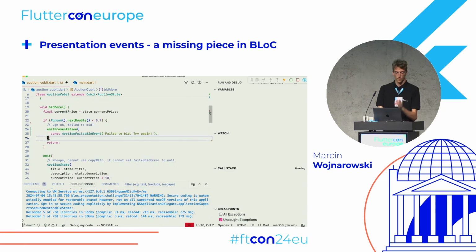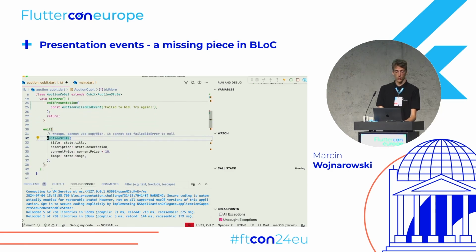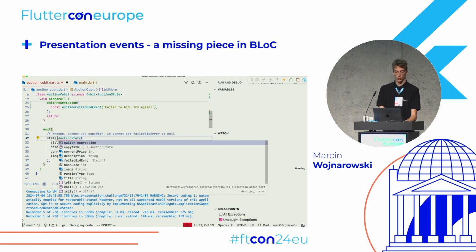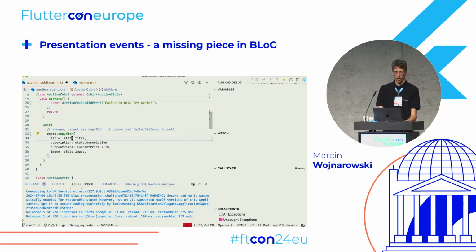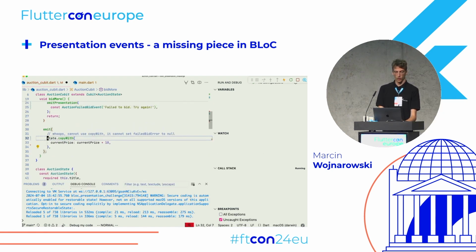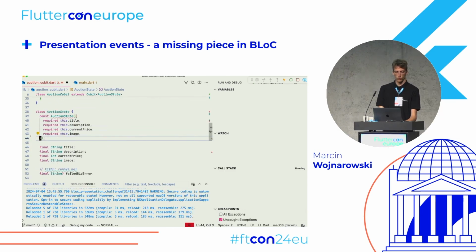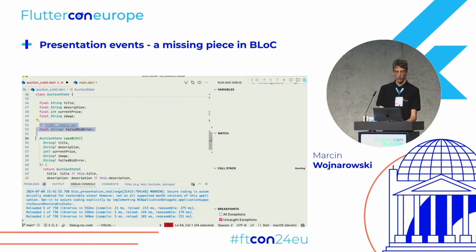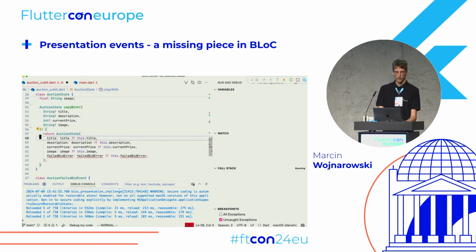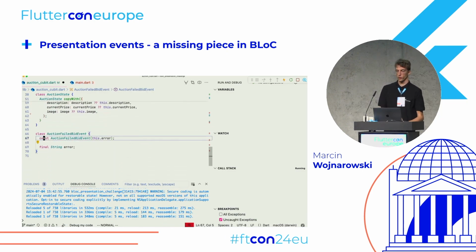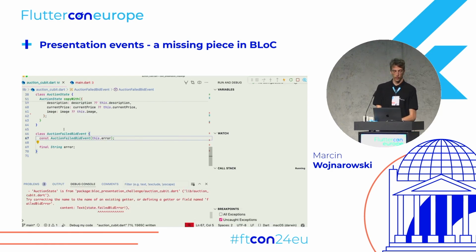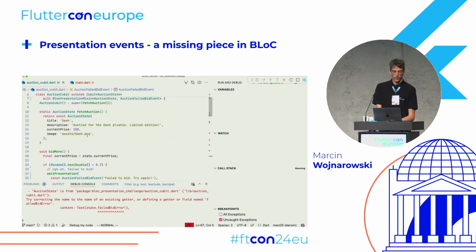Okay, that's done. And now here, we actually can use copyWith, because we don't care about the error that will be in the state. Here we can do copyWith, and these fields don't matter anymore. And now when you go to the state, we can remove this part completely, so we won't be using it. And you can see that the presentation event itself is just a class that stores a single field representing our failed event. And that's it.